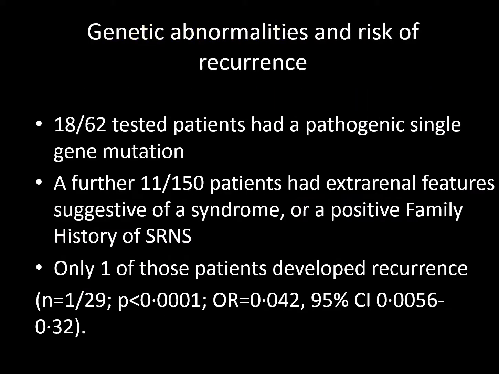Next slide. Looking at it the other way around, this was a historic group, so not many had had genetic testing, but 18 of 62 tested patients had a single gene mutation, and then a further 11 patients had extrarenal features suggestive of a genetic disorder. And only one of those patients, a patient with mild developmental delay, developed recurrence. So again, suggesting if you've got a genetic disease, you don't get recurrence, and it's a different mechanism. Next slide.